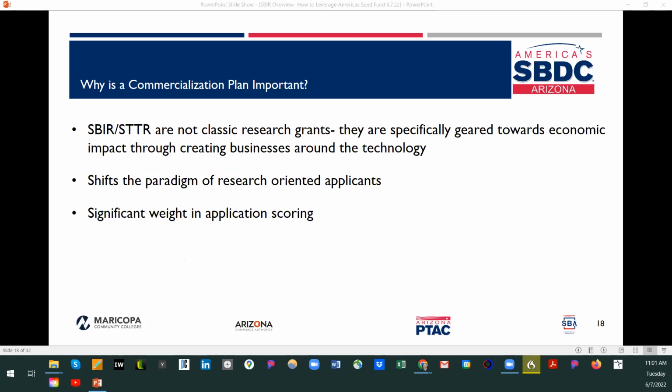And we get a lot of folks from the universities who really haven't spent a lot of time thinking about how to commercialize the things that they're working on, right? This is new for them, and so it's a shift in mindset. And again, they could many times need a little bit of assistance making that shift. And again, it's a significant weight in the application scoring.